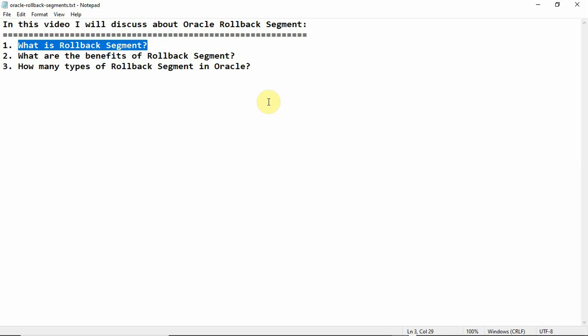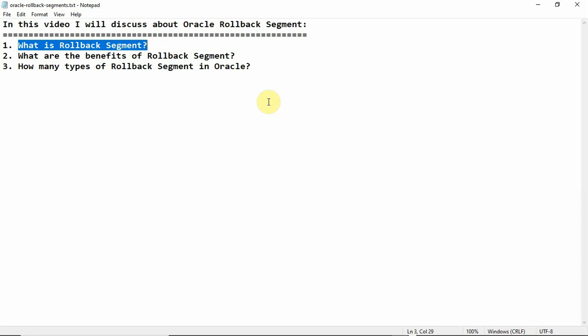Okay, so that is a rollback segment. And what are the benefits of rollback segment? There are many benefits. First one is undo. It undoes the changes when a particular transaction is rolled back, because we know the rollback segment holds the uncommitted data, as I already explained. Since it holds the uncommitted transaction, it undoes the changes when a transaction is rolled back.